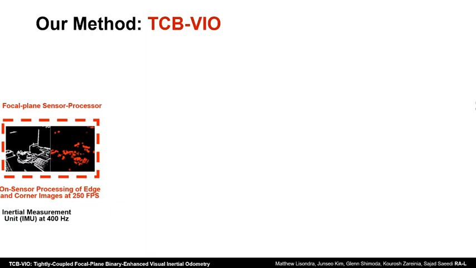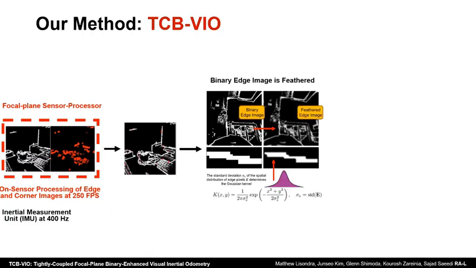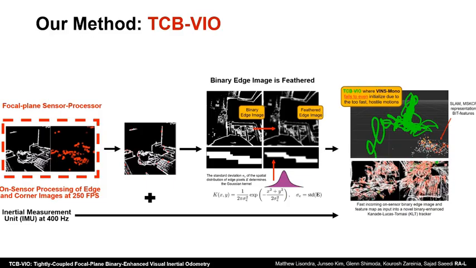images at high frame rates of 250 frames per second. It basically is fed into the algorithm where the binary edge image is feathered and the corners are tracked. It is then fed into a binary enhanced KLT, and it can deal with high frame rate tracking where our TCB-VIO algorithm outperforms ORB-SLAM3, VINS-Mono, and other state-of-the-art algorithms.